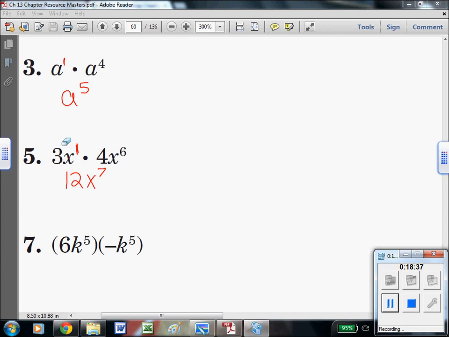Now the number 7 on the screen, let's start with the coefficients. This coefficient is a 6, and this coefficient is, I can't see it. If it's not there, remember it's a 1. So in this case it's a negative 1. I'm going to squeeze that in there. We have a negative 1 right there.